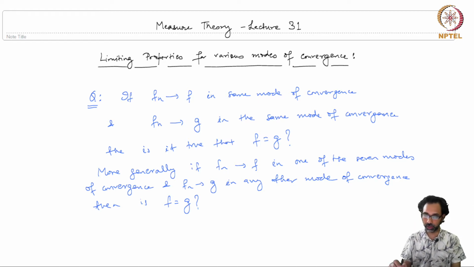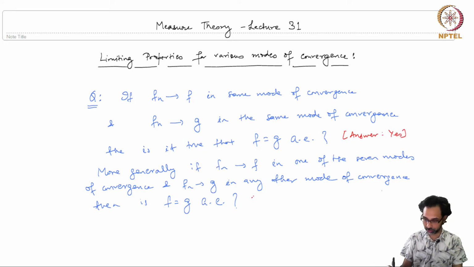So, this is about the uniqueness property of the limits, and first of all, we can easily see that if we demand that F equal to G everywhere, this is not going to be true even in the case of pointwise almost everywhere convergence. So, we have to relax our expectation a little bit, lower our expectation a little bit, and we only ask that F equal to G almost everywhere. Similarly here, even if you have two different modes of convergence for Fn going to F and Fn going to G, then F equal to G almost everywhere, and the answer to both these questions is in the affirmative, and we will prove this in this lecture.